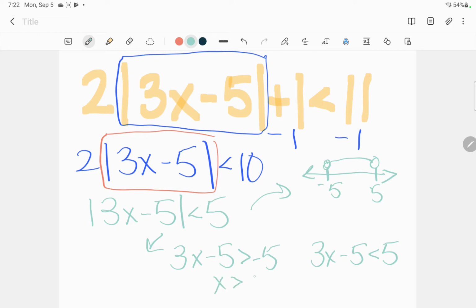So solving this just very quickly, I would get x is greater than 0, or I would get x is less than 10/3. Graphing that, I'm going to have open circles at 0 and at 10/3, and there is my answer. So that's the first error that I noticed people make.